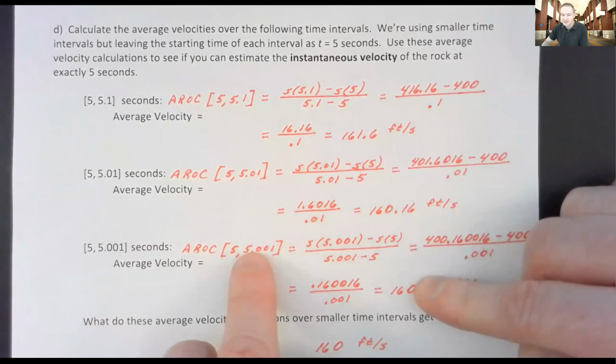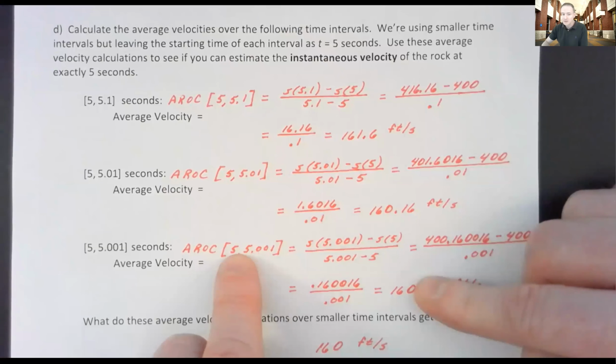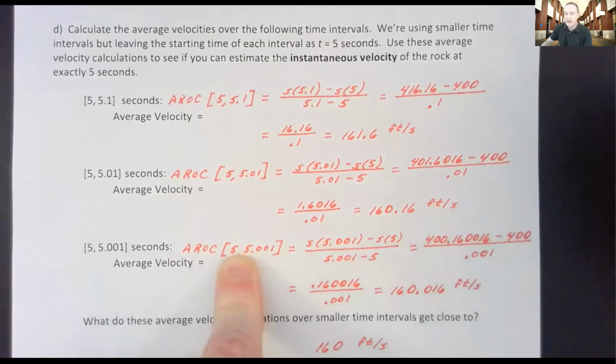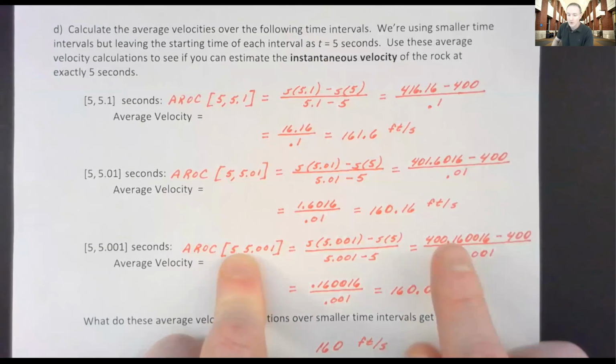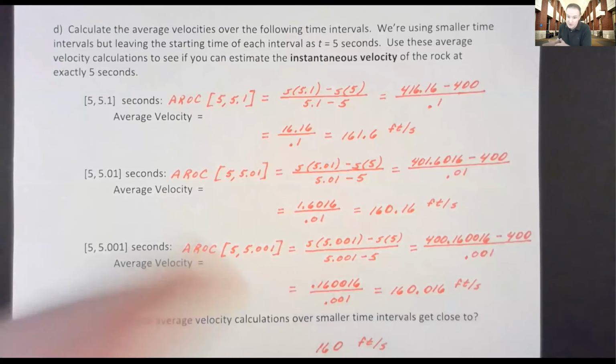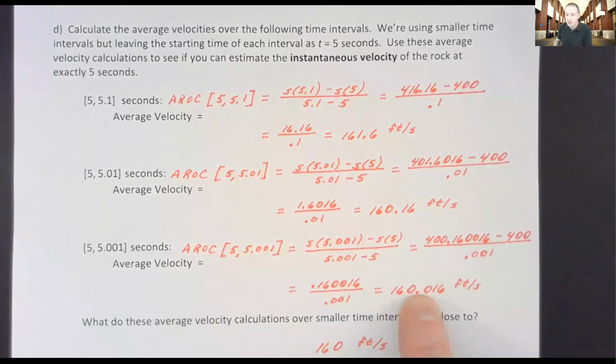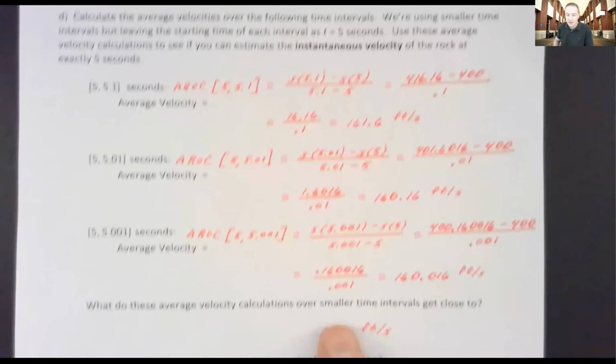The smaller this time interval gets, the closer that second time gets to 5. So if I were to say, hey guys, what's the average rate of change from 5 to 1/10,000th of a second later, 5.0001? I guarantee you it's going to be 160.0016. And then you say, okay, then what value is that approaching? Well, if you kept on reducing that time interval, it's going to be 160 point as many zeros as you want. Well, and that number is going to be approaching 160.